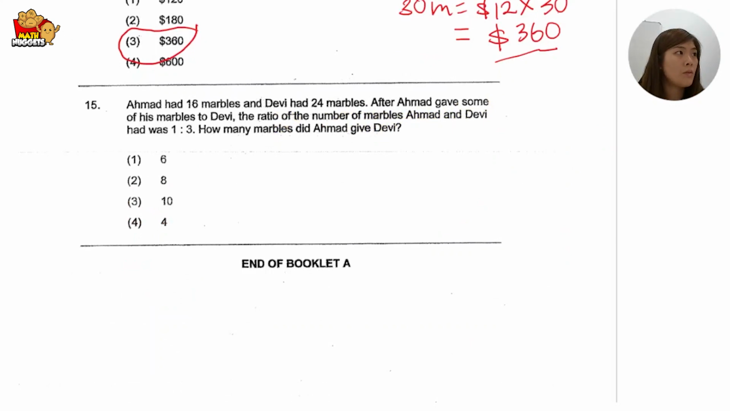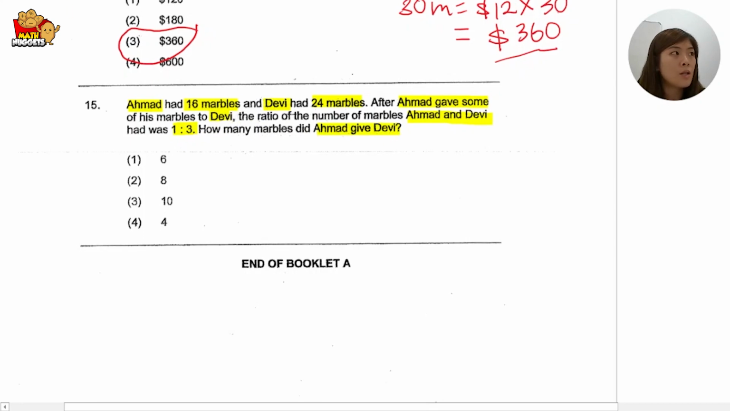Okay, for question 15, which is also the last question of grade A. Ahmad had 16 marbles, Devi had 24 marbles. Then Ahmad gave some of his marbles to Devi. Then the ratio of the marbles Ahmad and Devi had was 1:3. So Ahmad 1 unit, Devi 3 units. How many marbles did Ahmad give Devi?